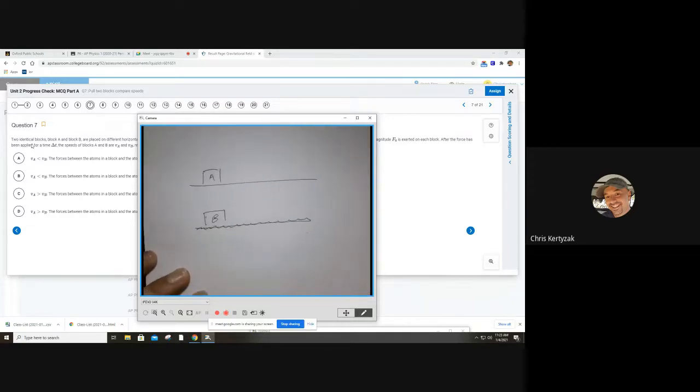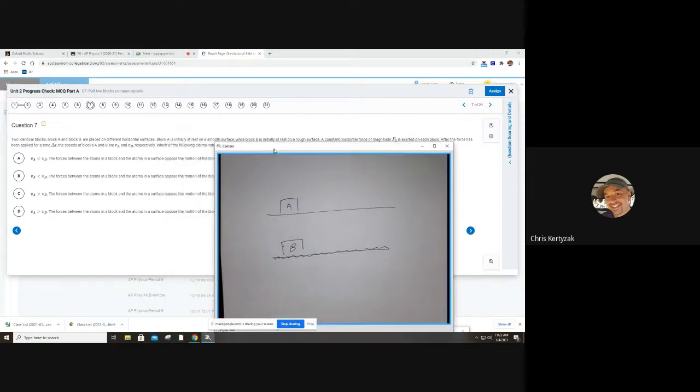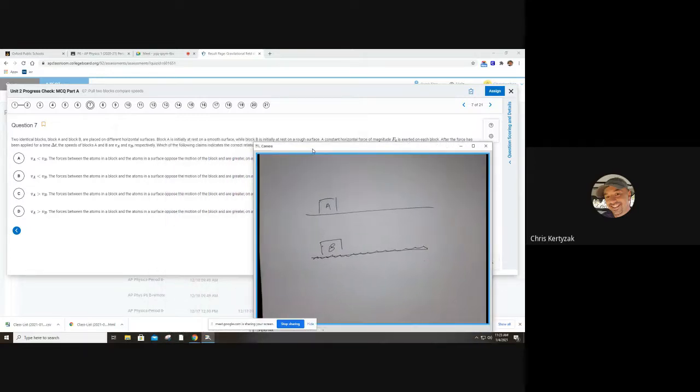They did say 2 identical blocks, so that tells me they have the same mass. Their inertial properties are the same. It means providing a certain net force to both of them will provide the same accelerations. They'll gain speed at the same rate since their masses are the same. Their resistance to acceleration is the same. Their response to a net force is the same. So those details are there. Block A is initially at rest, all right, on the smooth surface, while block B is initially at rest, okay, on the rough surface. Okay, got that.